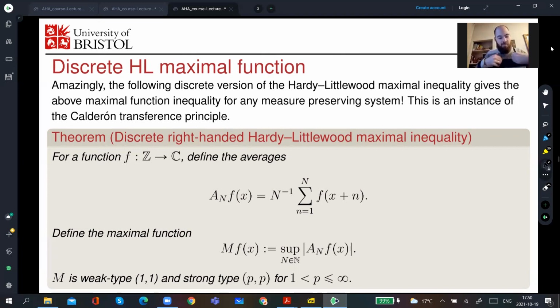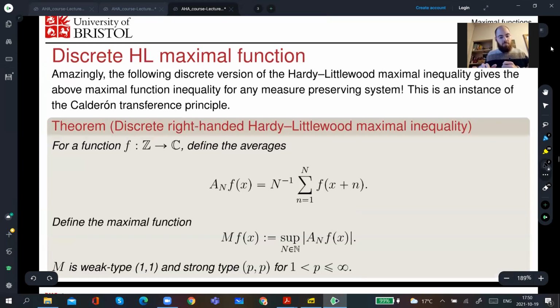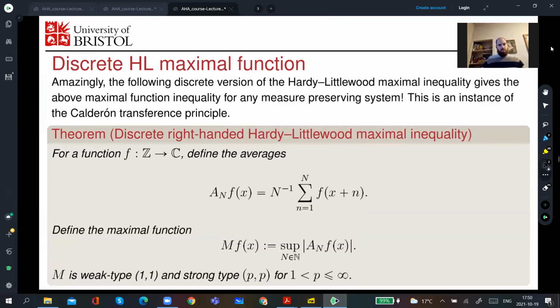And great, you have perfectly well-defined averages. You can define the maximal function as before. It's the supremum over all the possible averages in absolute value. And it turns out this is, again, weak type 1 and strong type p,p. I will not prove this discrete Hardy-Littlewood maximal theorem. It is a variant of the argument that we gave for the balls. And actually that ball argument, the Vitali covering lemma, is incredibly general. What we really need is some statement about how intervals expanded overlap with each other. And I think it's a very good exercise to see how to do it when you've given yourself an orientation.